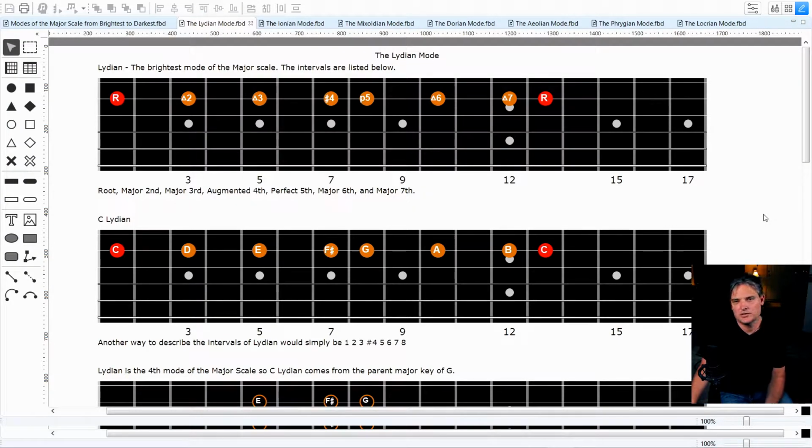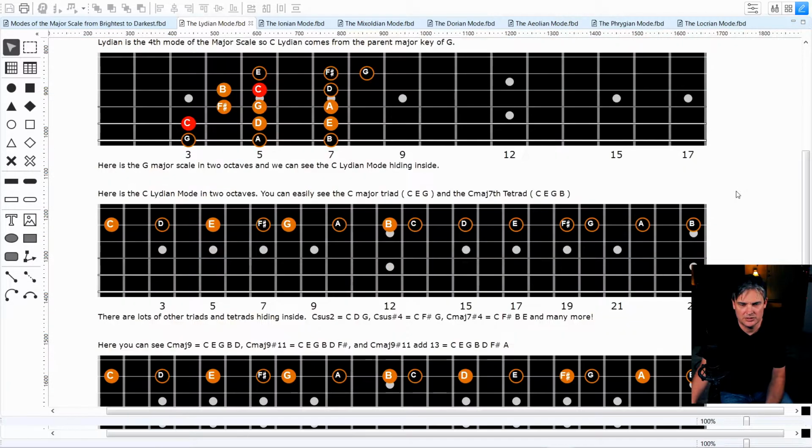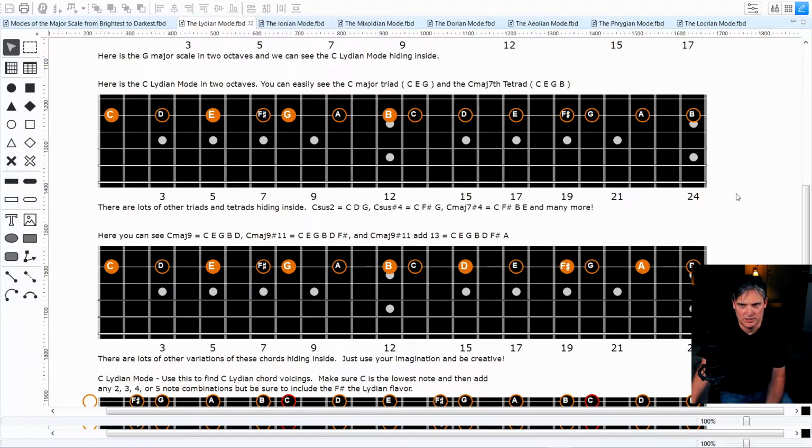Included in this course is a folder called Meet the Modes, and inside that folder we have neck diagrams dedicated to each of those modes. So the reason I brought you here is to show you that we can build chords from each of those modes. To build a triad, for example, we just play the root, the third, and the fifth of each mode. That's where the triad would exist.